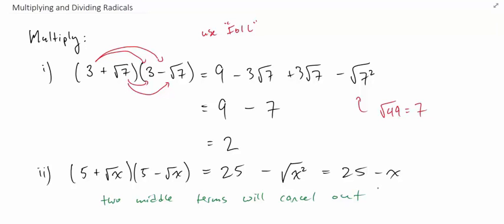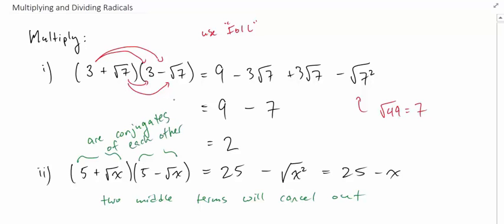What we're actually doing, this is called multiplying by conjugates. So they're called conjugates because we've got a plus and a minus, but they have the same two terms. The only difference is they have different signs in the middle. So this is going to be a really common trend in this section. You multiply by a conjugate, the two middle terms from FOIL end up canceling out.